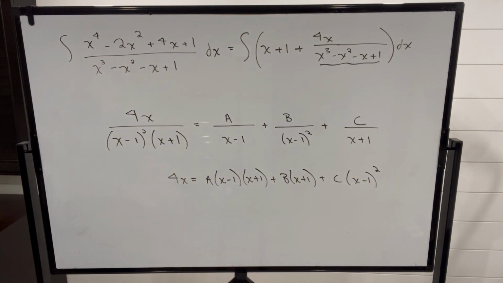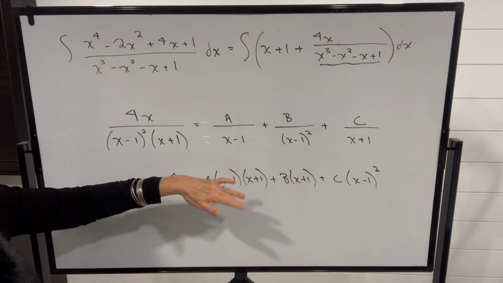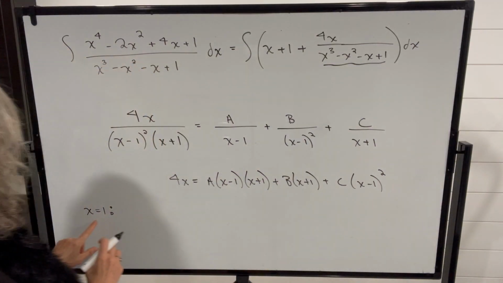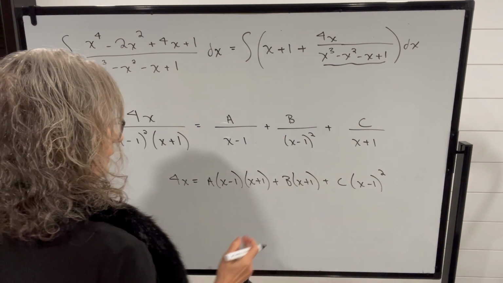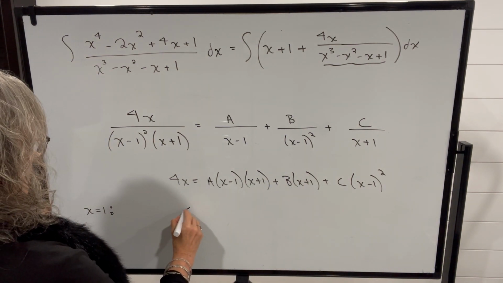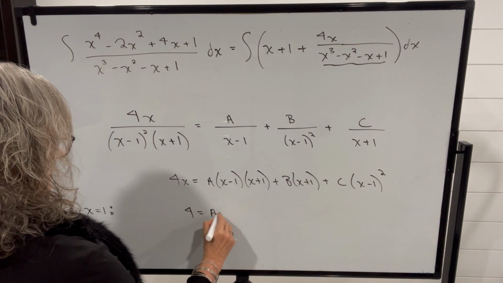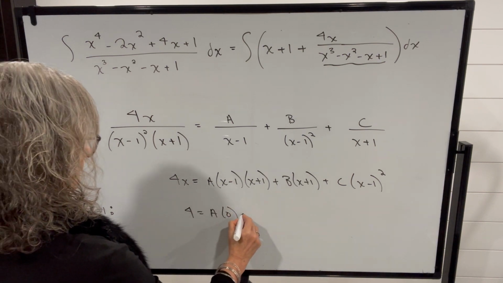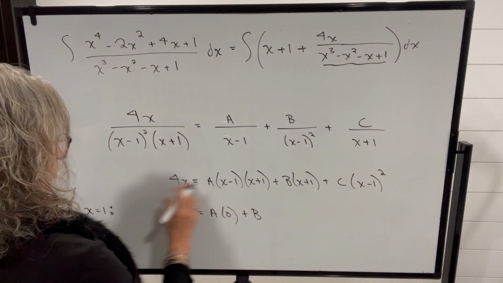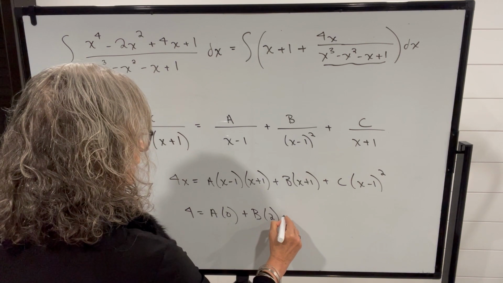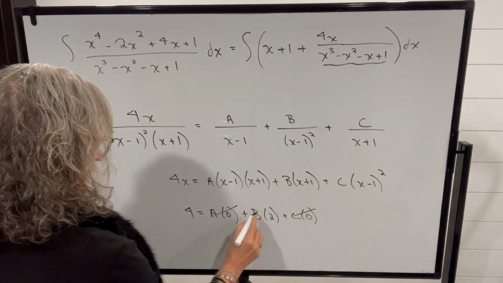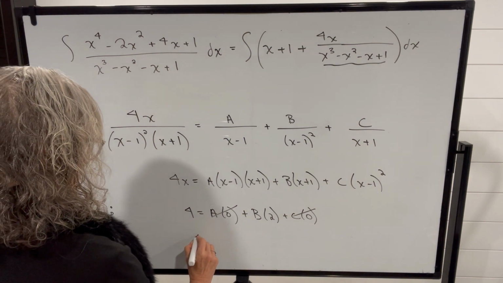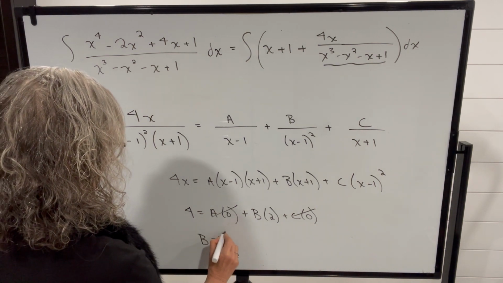So the two x values we will start with are 1 and negative 1. When we put a 1 in, this term will go to 0, this term will go to 0, so we'll be able to find B. So 4 times 1 is 4. This is 0, 1 minus 1 is 0. 1 plus 1 is 2. And this term would be 0. So 2B equals 4, so B will equal 2.